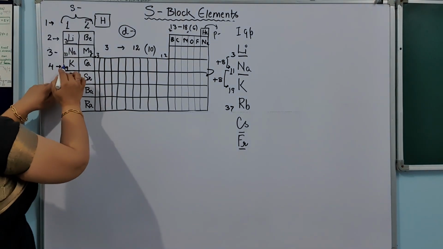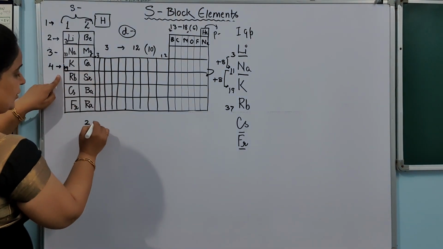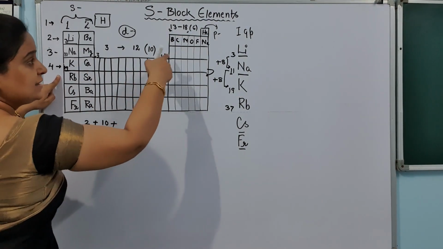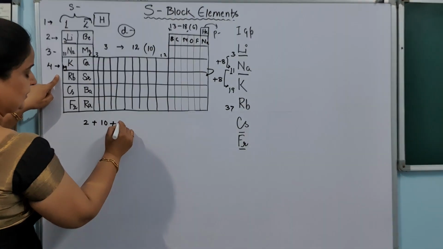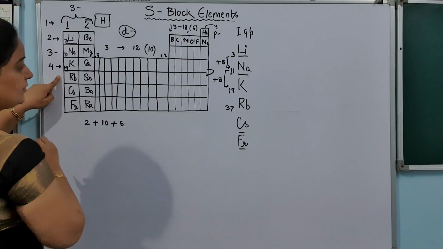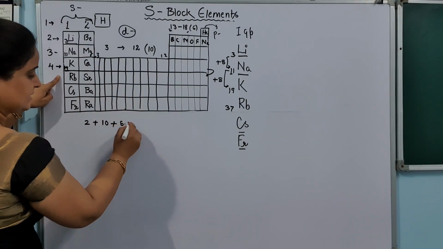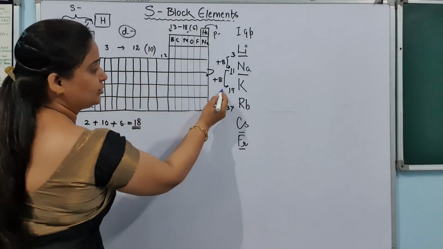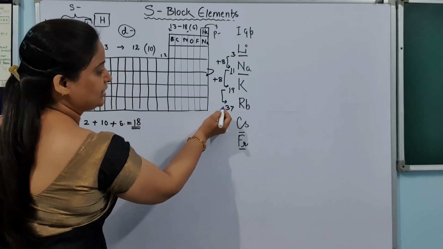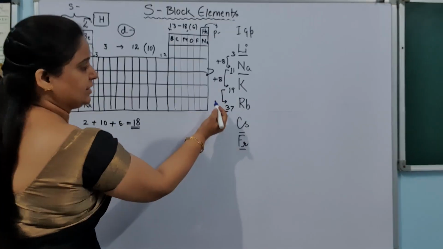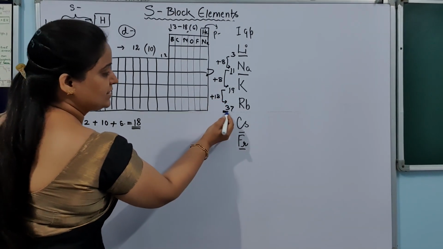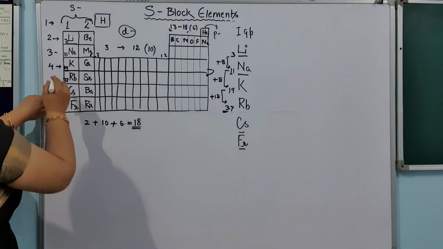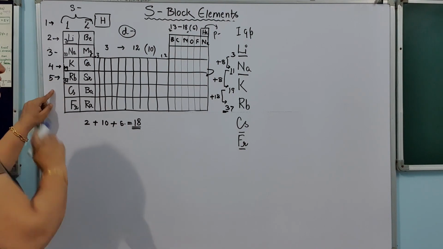So what will happen? 2 elements from the S block, then 10 elements from the D block, and then 6 elements from the P block. Okay, so 10 plus 2 plus 6, that is 18. You have to add 18 to the atomic number of potassium so that you can get the atomic number of rubidium. So add plus 18, what is that? 37. So the atomic number of rubidium is 37.